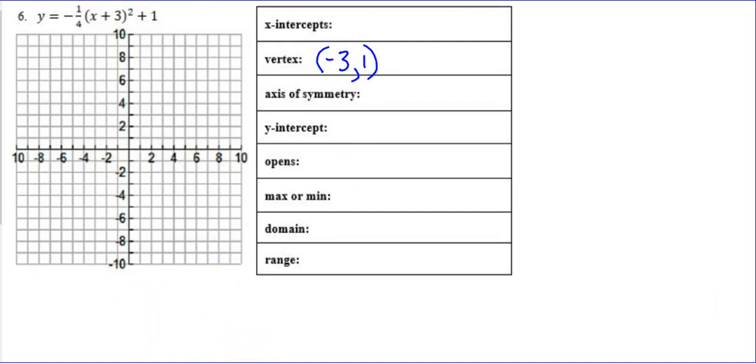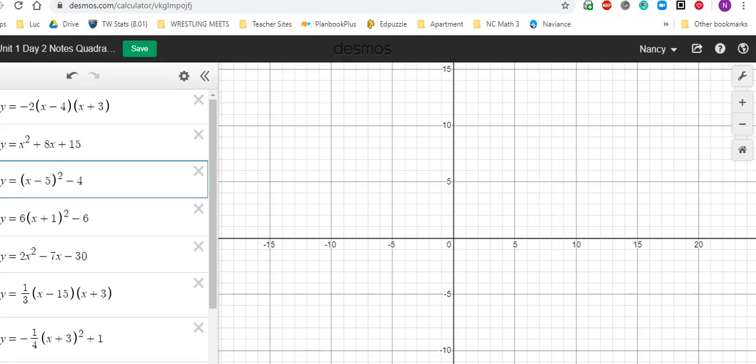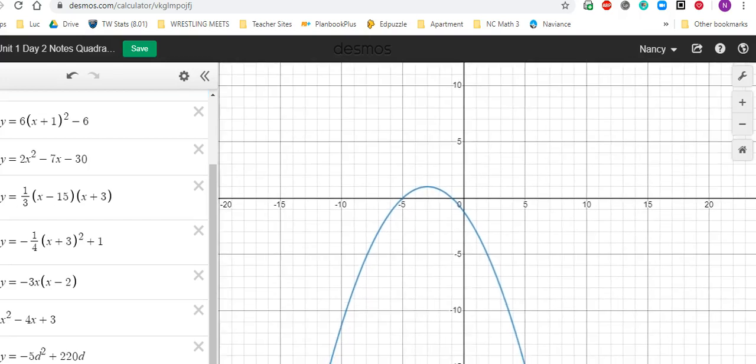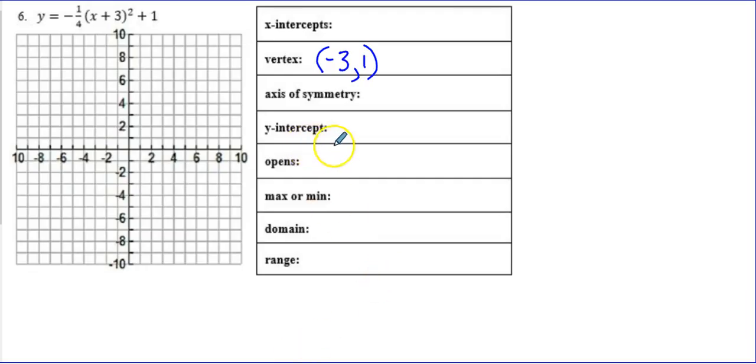The axis of symmetry, let's go over and look at it. This is this one. Okay, so that's the one with the -1/4 in it. The axis of symmetry is where a vertical line would cut this thing in half, and that's always at x equals something. So a little hint, it's always whatever the x value is in the vertex. So the axis of symmetry is going to be at x equals -3. It always matches the x value in the vertex.